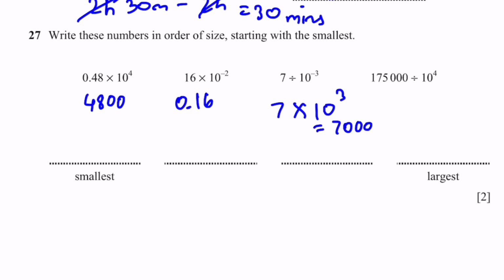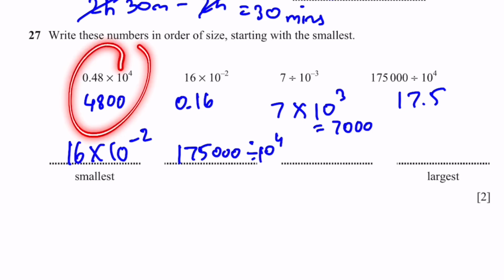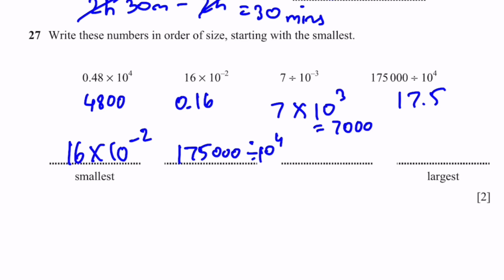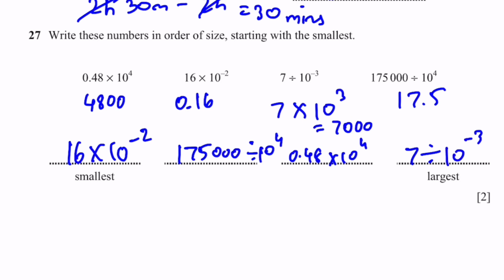And then 175,000 divided by 10 to the power of 4, that's 17.5. So the smallest is 0.16, 16 into 10 to the power of minus 2. Next, this fourth one, which is 175,000 divided by 10 to the power of 4. The next is the first one, which is the second largest, 0.48 into 10 to the power of 4. The largest is 7 divided by 10 to the power minus 3, which is 7,000. So that's the answer.